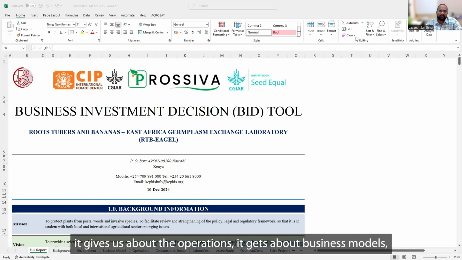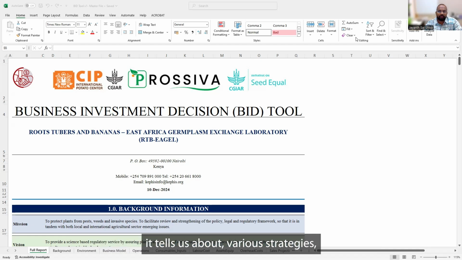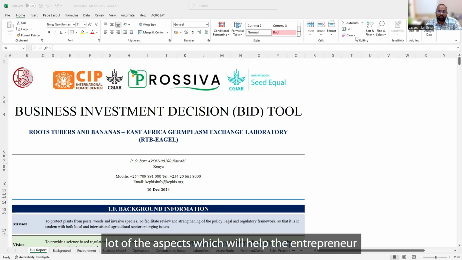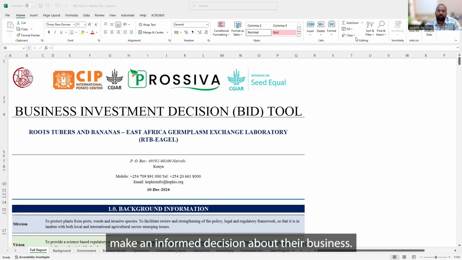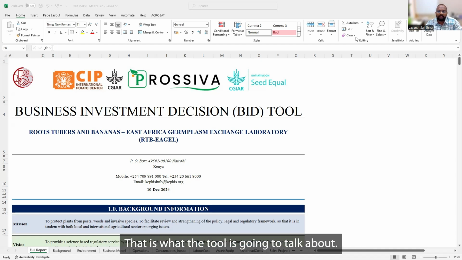of projects. It tells us about the operations. It tells us about business models. It tells us about various strategies, business environment aspects, risk aspects, budgeting aspects, a lot of aspects which will help the entrepreneur take an informed decision about their business. That is what the BIT tool is going to talk about.